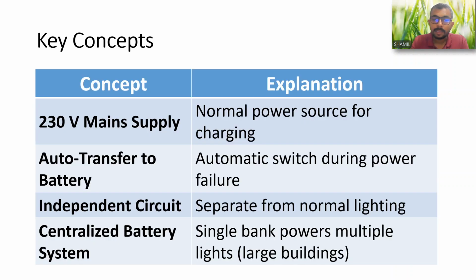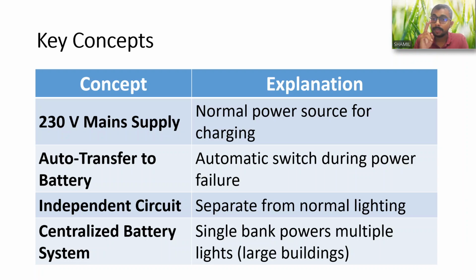Okay. Now, what are the key concepts involved in this discussion? Regarding the wiring and power supply, the first thing we need to understand is that the emergency and exit lights will be powered using a 230 volts main supply. That is in the normal condition. It will be powered from the building power source itself, so it is using the normal power source for charging purposes.